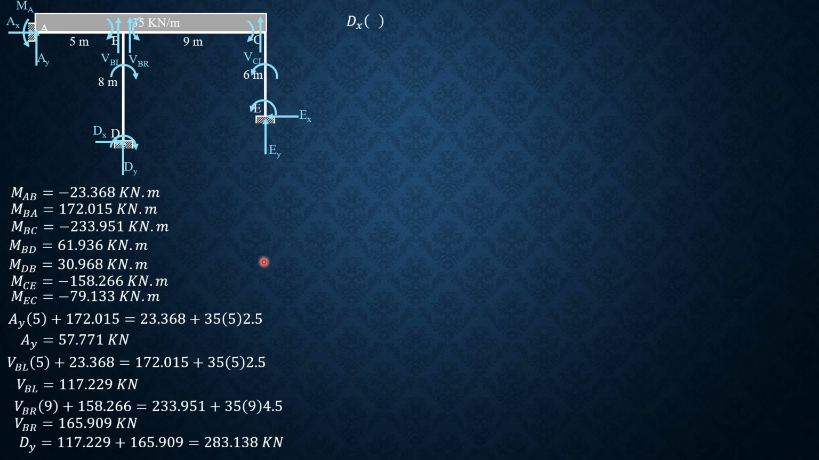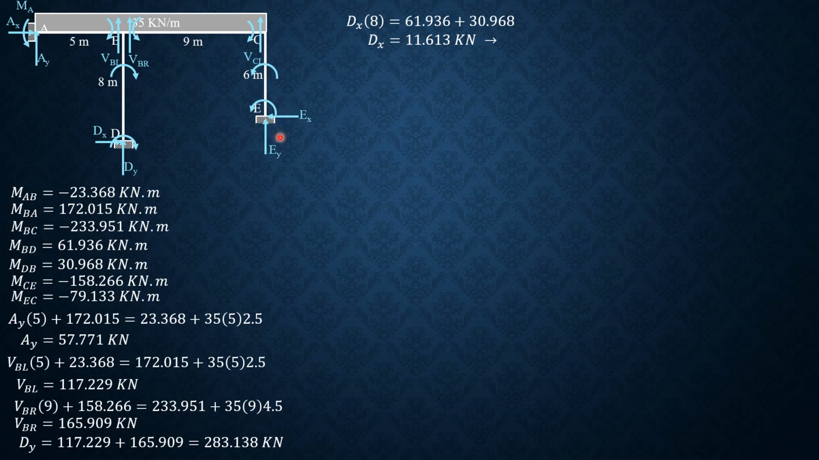Then considering column BD, you sum up moments about B equals 0, so DX times 8 equals this moment BD, 61.936, plus this moment, these are all clockwise moments, 30.968. So DX is equal to 11.613 kilonewtons.